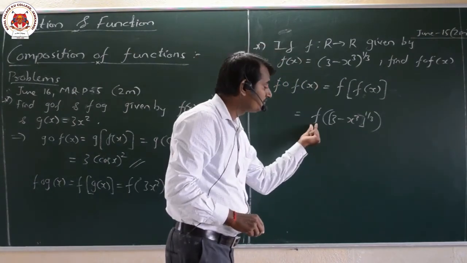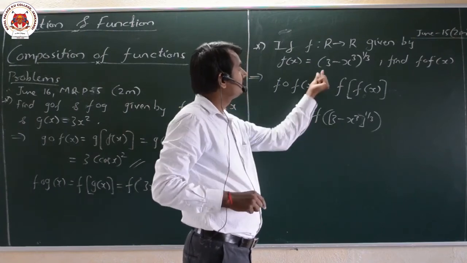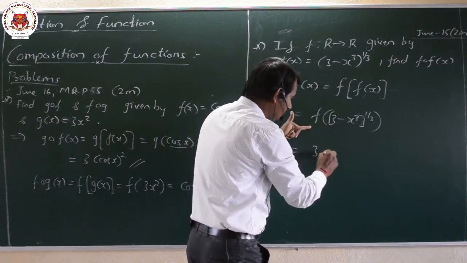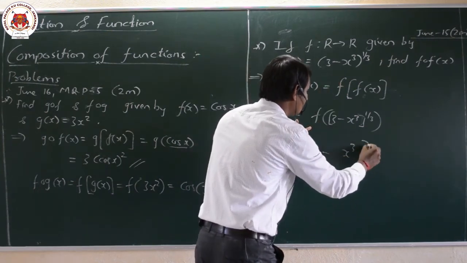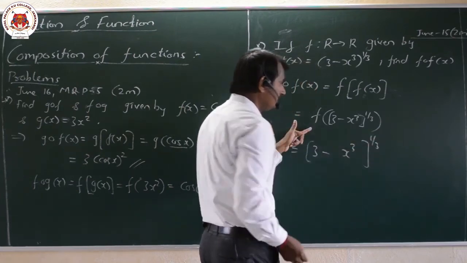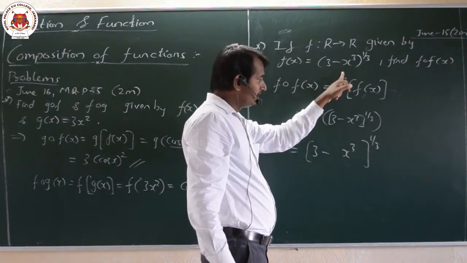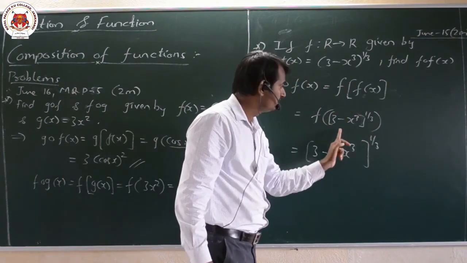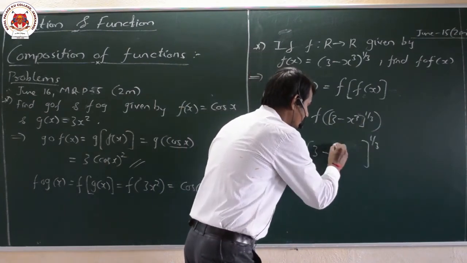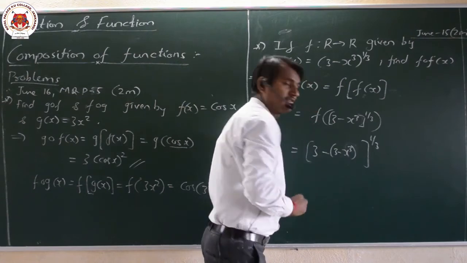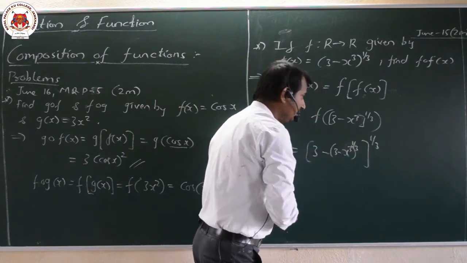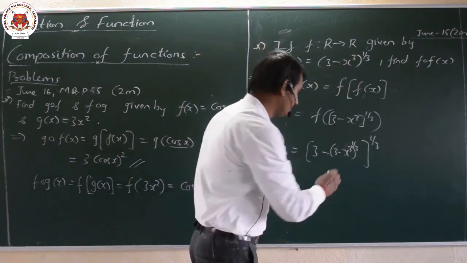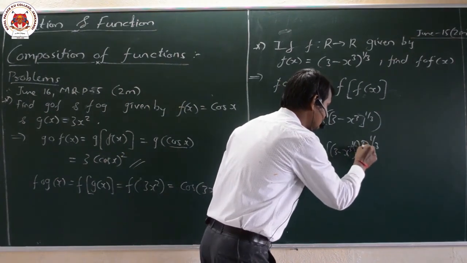Now what is this f value? The f value is the whole thing. This particular f is 3 minus x cube, whole to the power of 1 by 3. But that was f of x. In the place of x, we have to substitute this whole thing, that is 3 minus x cube, whole to the power of 1 by 3. And we have x cube, that means only in the place of x we have to substitute all this. So at last we write x cube.